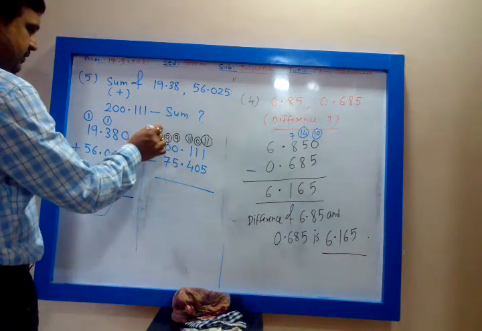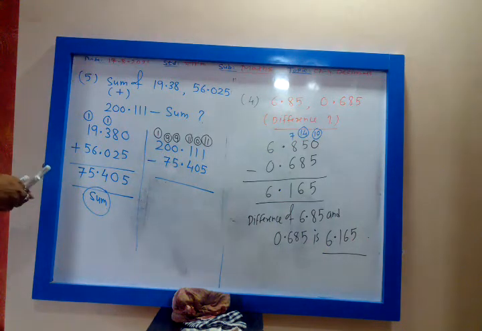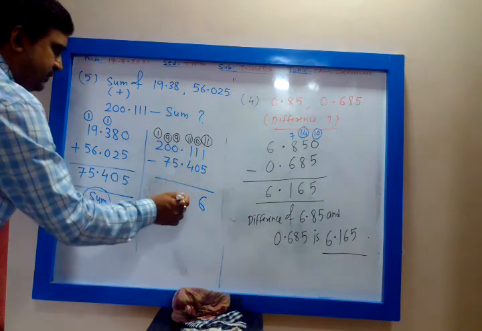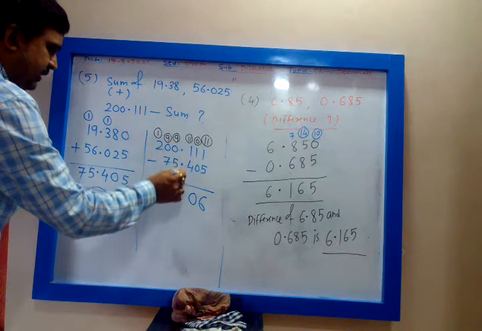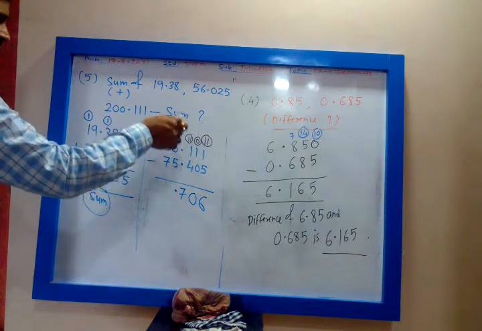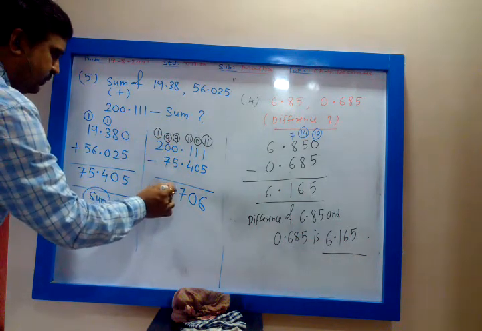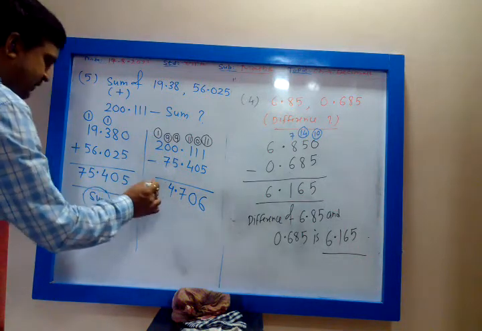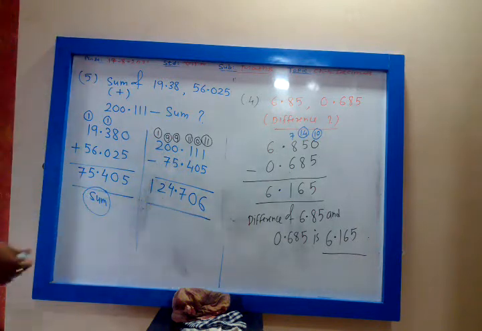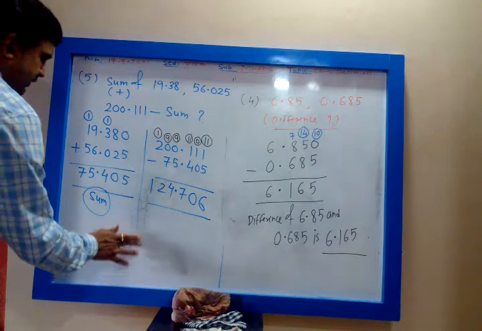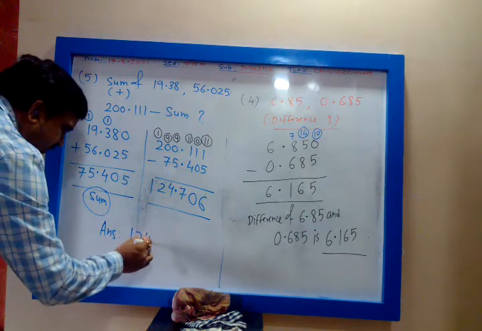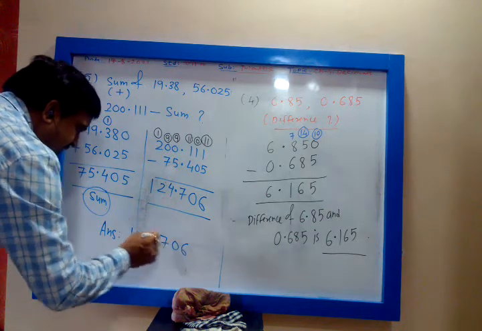Then 2 will become 1. Let us subtract. 11 minus 5 is 6. 11 minus 5 is 6. 0 minus 0, 0. Then 11 minus 4 is 7. Then 9. 1 is carried there. 9 minus 0, 9. 9 minus 5 is 4. 9 minus 7 is 2. Then 1 minus 0 is 1. 124.706. Yes. So the answer is 124.706. This is the answer.